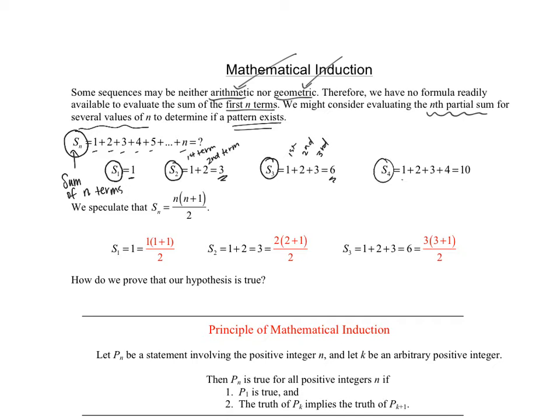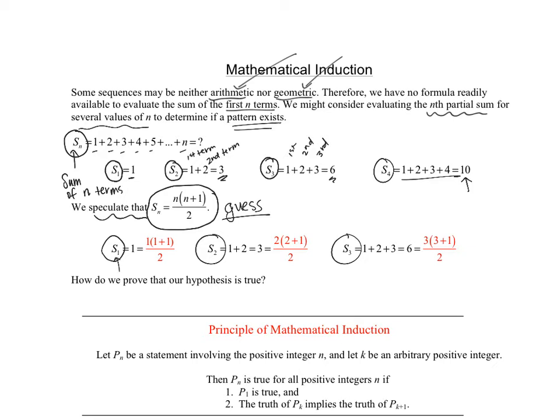S4 adds the first 4 terms together, and so you get a 10. And so we speculate that Sn, so someone would have to tell you, let's guess that this would be a formula for the sum. So it's just a little guess. So we check and see if this happens for the first couple terms, because we already found the sums by physically adding those terms, but let's see if the formula works.